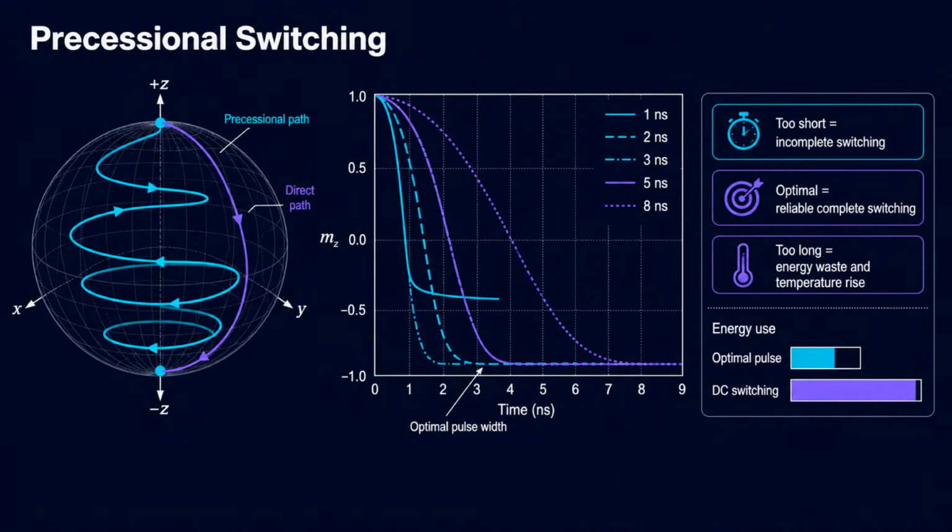For high-speed operation, precessional switching is preferred over direct switching. By applying short current pulses, magnetization follows a precessional trajectory that can be faster than damping-dominated switching. The pulse width must be carefully optimized. Too short causes incomplete switching, too long wastes energy and causes heating. Optimal pulse widths achieve sub-nanosecond switching.